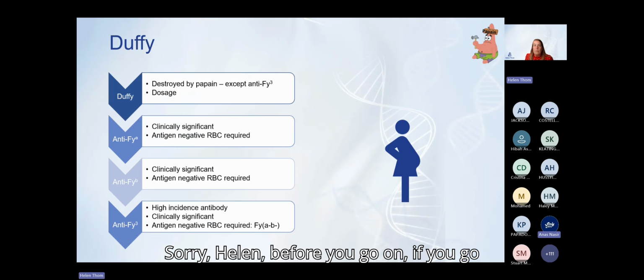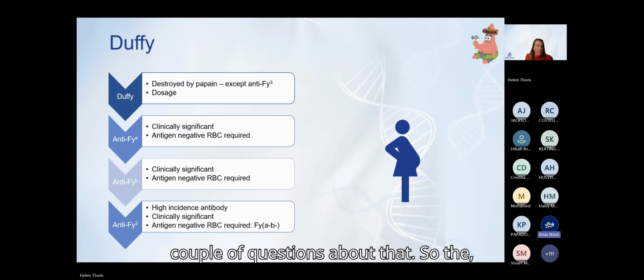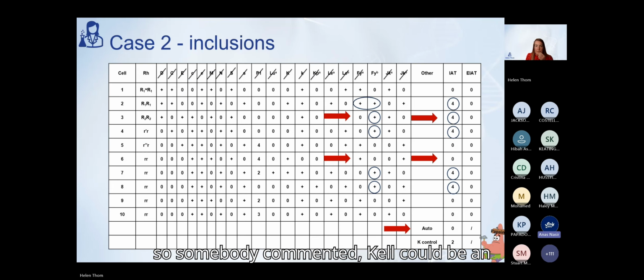Sorry, Helen, before you go on, if you go back to the previous slide, we've got a couple of questions about that. Somebody commented Kel could be an antibody. Can we explain why it isn't in this case? And the second question was regarding the panel you sent has Duffy A negative in the second line.